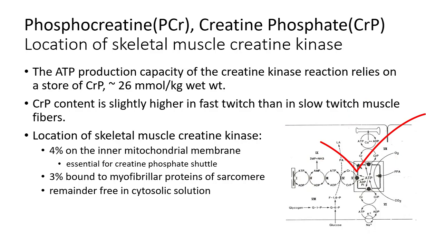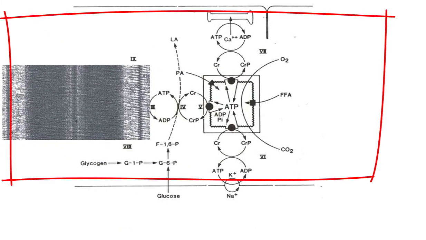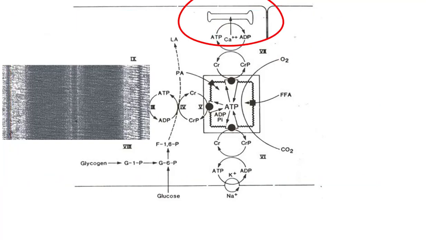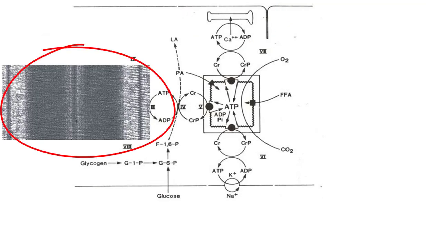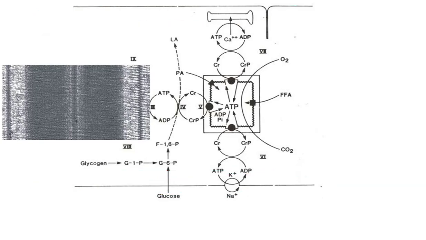This is a muscle fiber, and this is the T-tubule. This is a sarcoplasmic reticulum. This is a sarcomere, actin and myosin. And this is the membrane of a muscle fiber, which is the sarcolemma. This is the sodium-potassium pump.